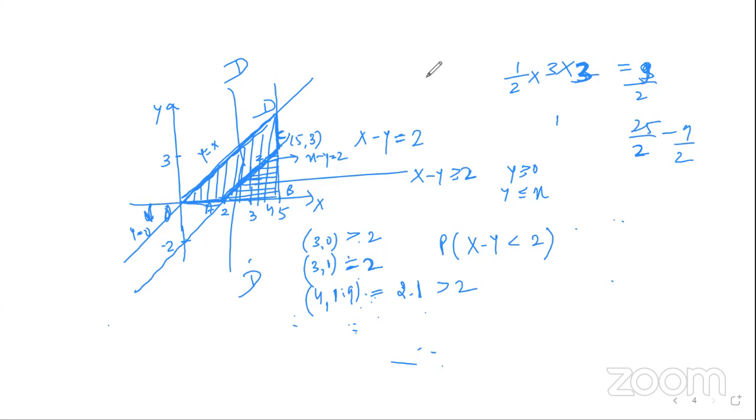You need the area of the trapezium. Sorry, my mistake. We've just found that this area comes out to be 8. So the area of this trapezium, 8, divided by the whole area, 25 by 2, comes out to be 16 upon 25. Once you calculate this, you'll get 0.64.